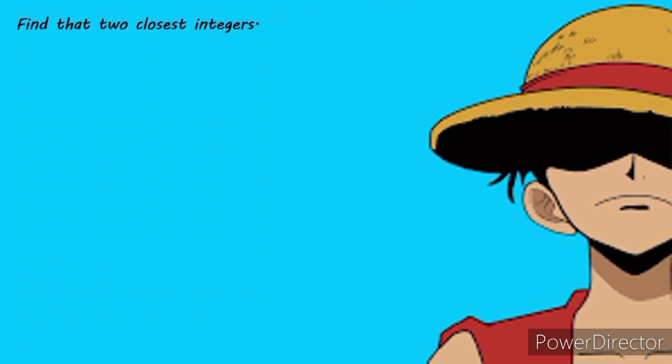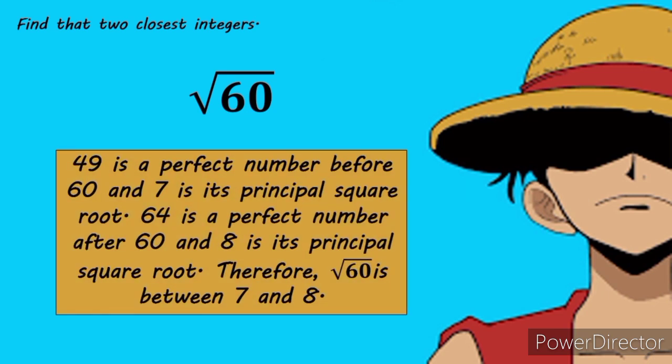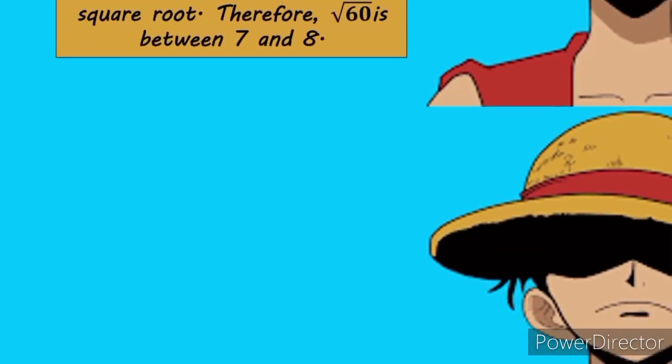Find the two closest integers. Square root of 60. 49 is a perfect number before 60, and 7 is its principal square root. 64 is a perfect number after 60, and 8 is its principal square root. Therefore, the square root of 60 is between 7 and 8.